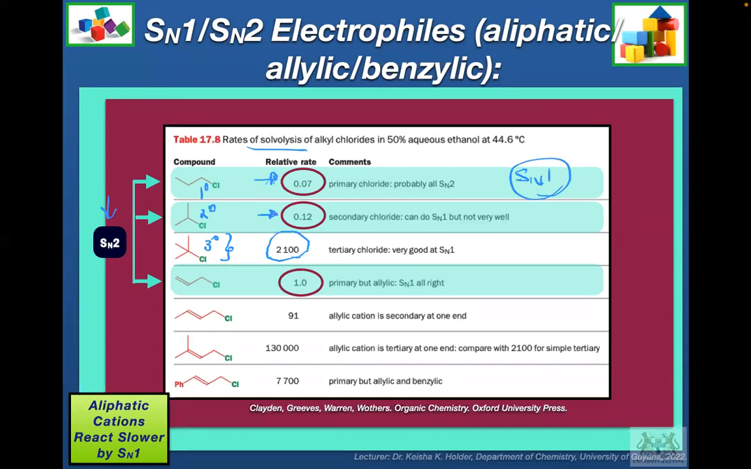So what about this electrophile here? As we observe, it is a primary electrophile, and it seems to have a relative rate that is 1.0, which is definitely at least one order or two orders of magnitude faster than the first electrophile, which is propyl chloride. Now, essentially what we're seeing is the result of the introduction of a double bond.